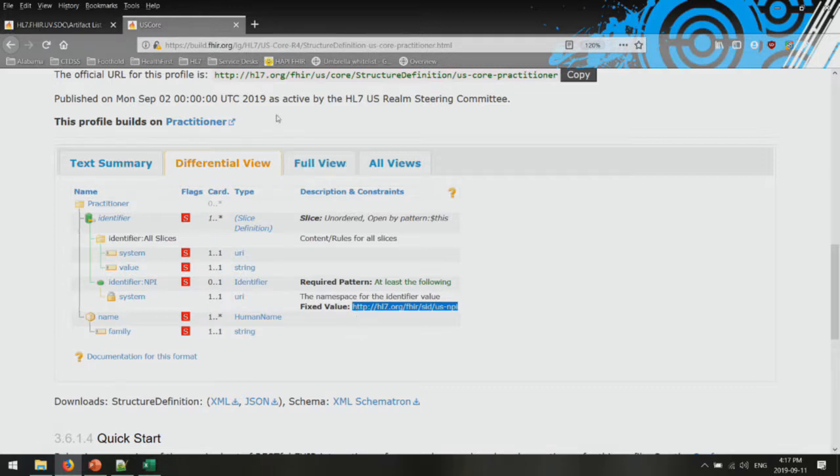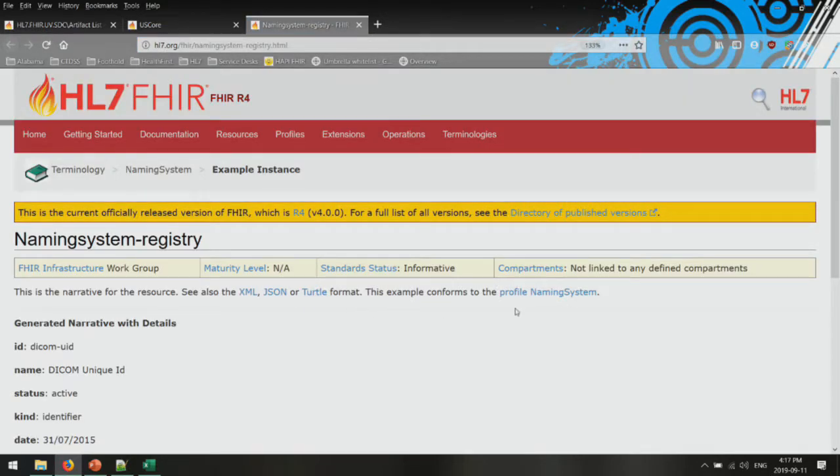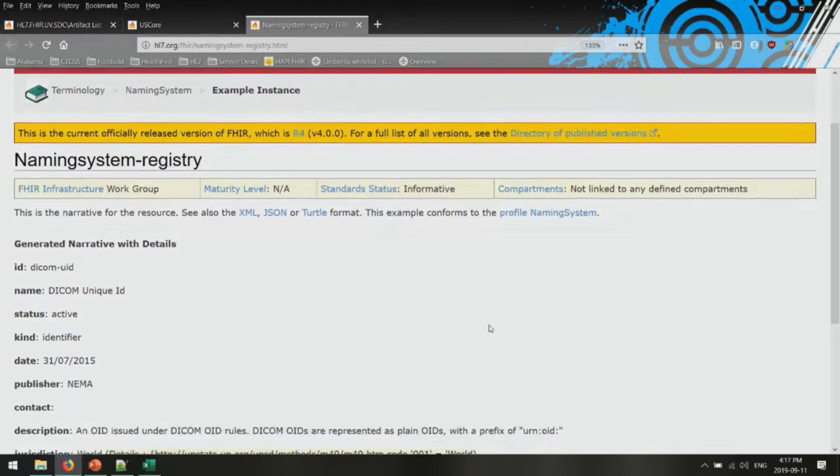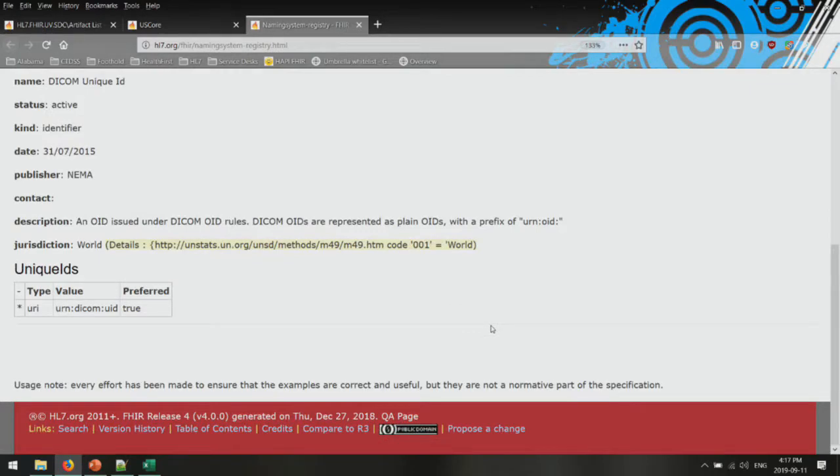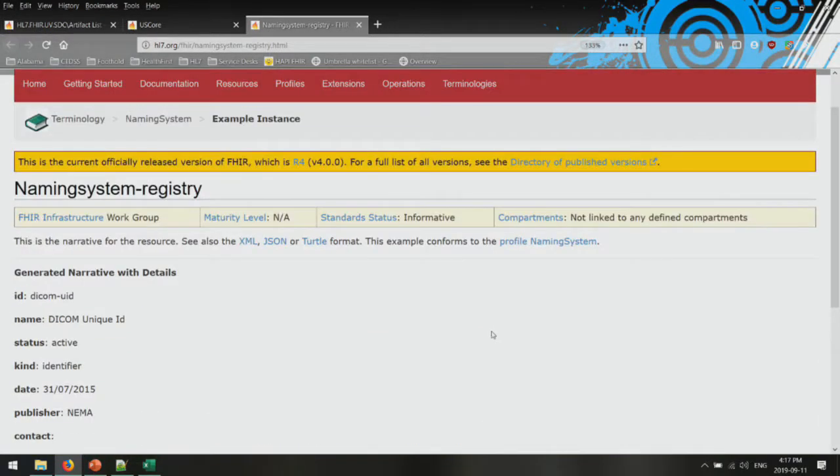We'll talk about that tomorrow when we talk about terminology. Oh, is that a code system? It's not an OID, it's a URL. It's not a code system, it's a naming system registry, whatever that is. Anyway, we need to move on. Okay, and I'm done. Thank you.